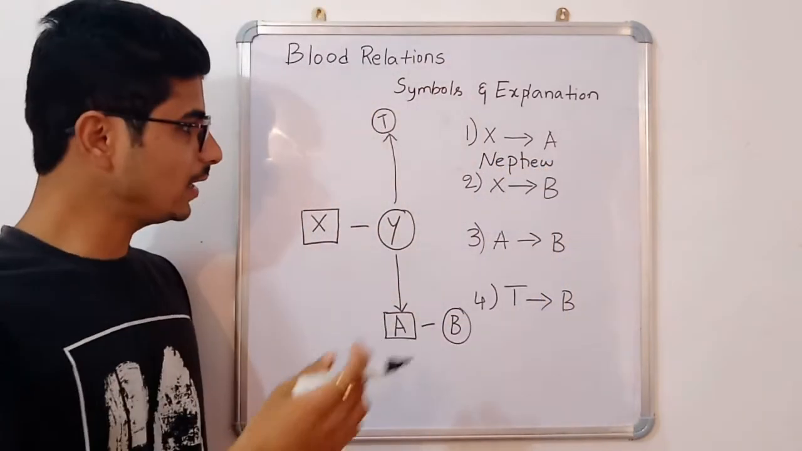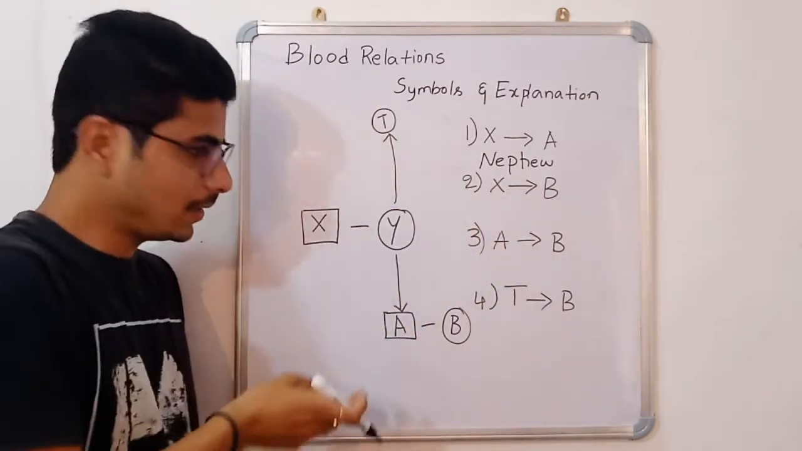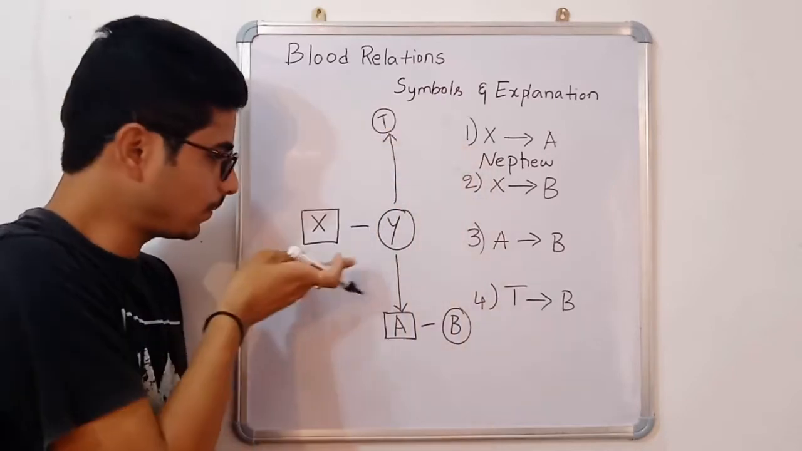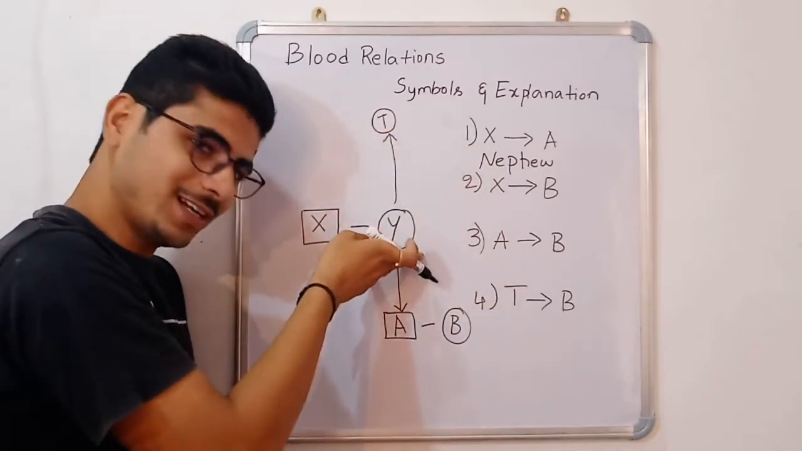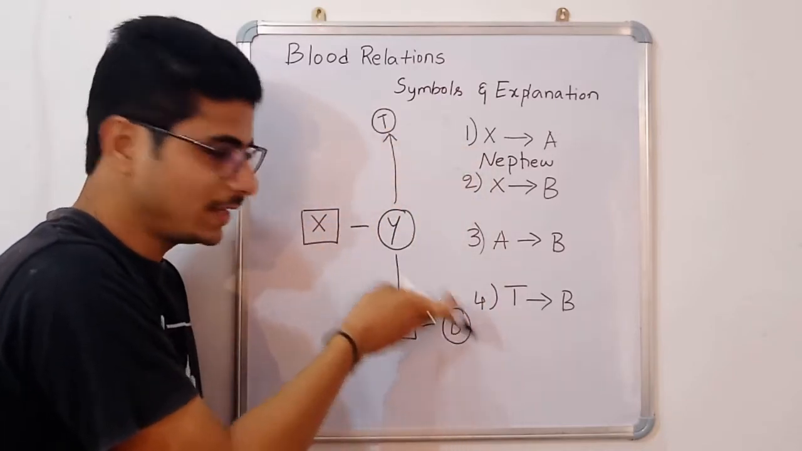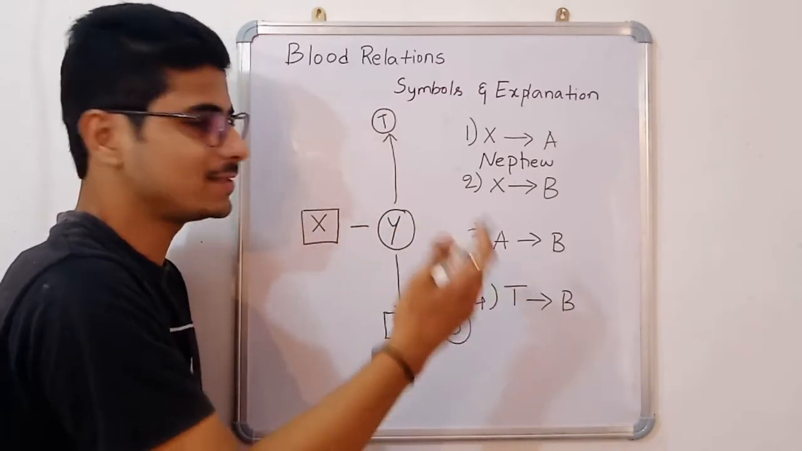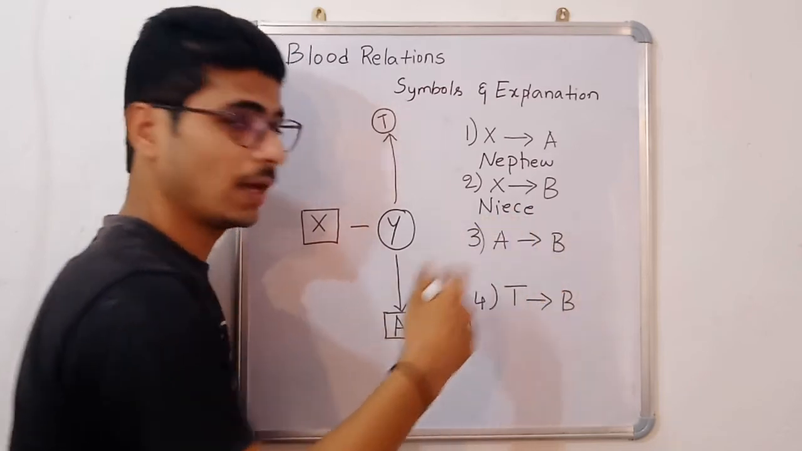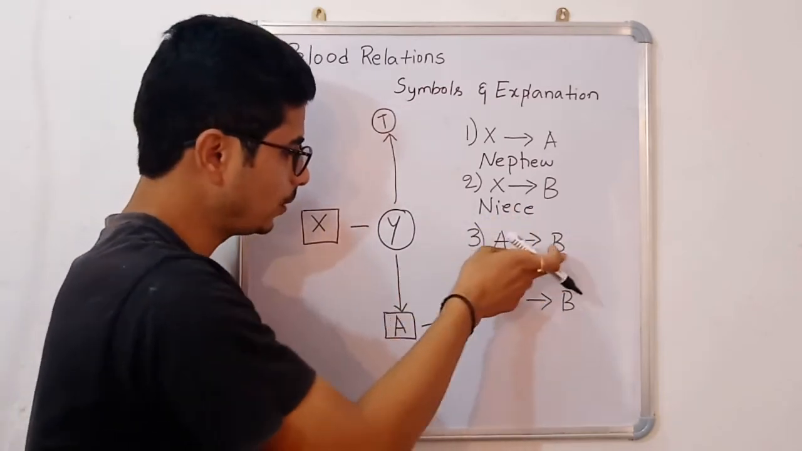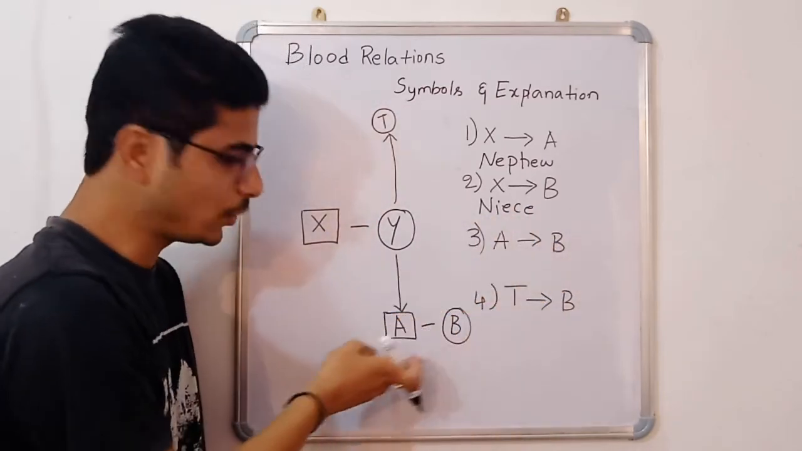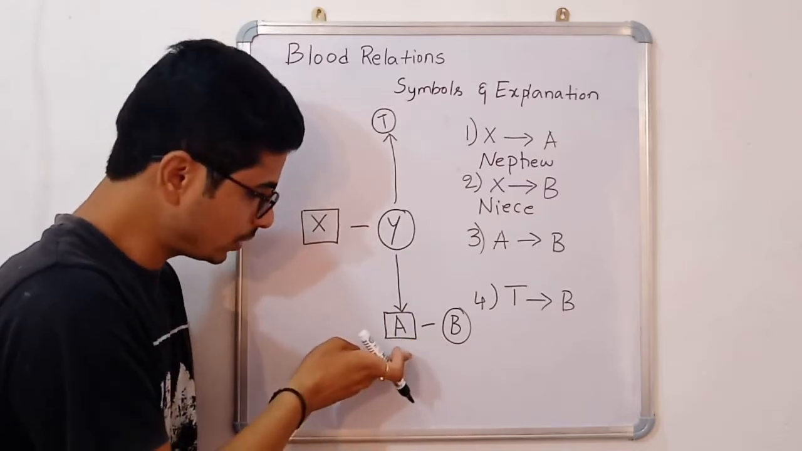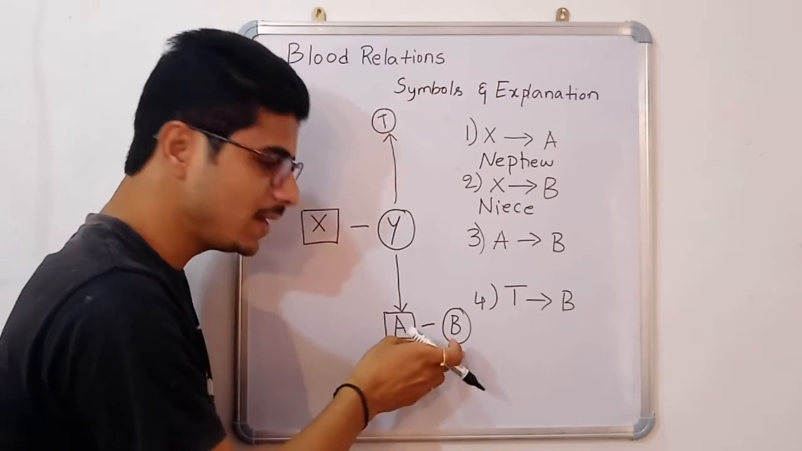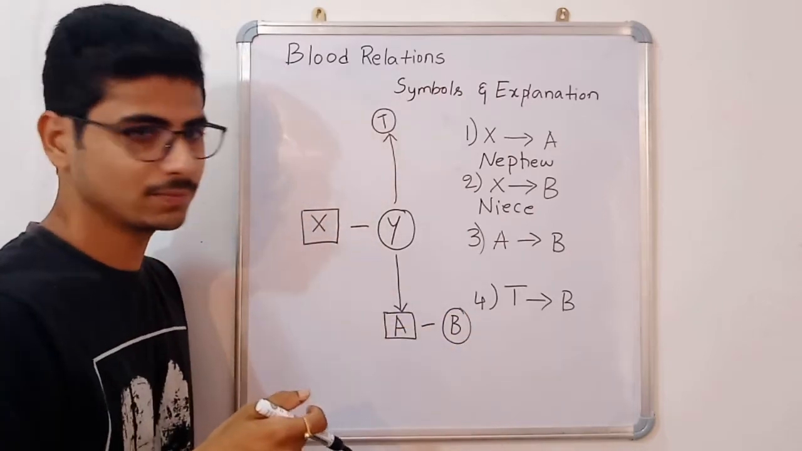We need to see from X to B, right? From X to B. As we saw in the previous question, his sister's daughter is a niece. Okay, niece. We need to see from A to B. A and B are in the same generation. So this A is a male and this B is a female. This A will call B sister, right? So sister.